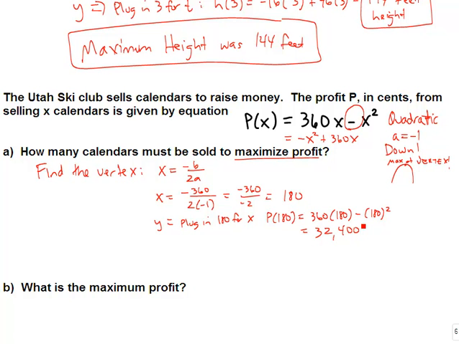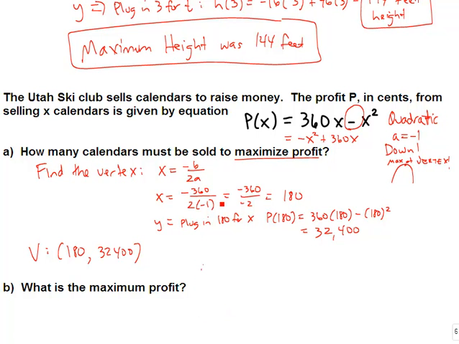Now, you have your vertex. We found our vertex. It's 180 for x and 32,400 for y. When you're answering these questions, question A wanted to know how many calendars must be sold to maximize profit, and part B is what is the maximum profit. So one of these questions is asking for the x value of the vertex, and one of these questions is asking for the y value. We just need to figure out which one is which.